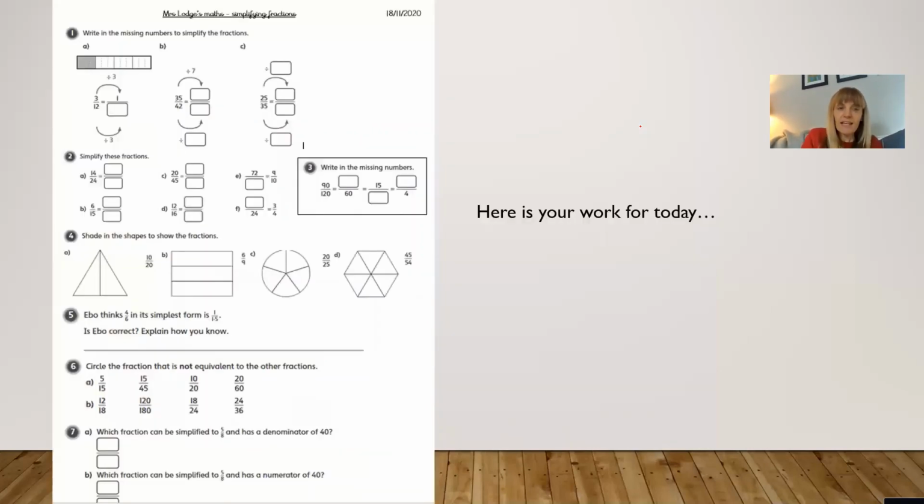So here is your work for today. Again, you're going to be looking at making them into the simplest form, as small as you can do it. So just think about the times tables that they're both in. What can you divide them by to make them smaller? And use that knowledge as well to help you with what you need to shade in. So that particularly applies to question number 4. It says shade in the shapes to show the fractions. Now part A shows a triangle. It's got 2 bits, but it wants 10/20. So before you shade that in, you're going to have to put that into the simplest form in order for you to then know how much to shade. So just be careful with question 4. I should put a top tip there, I think, for that one.